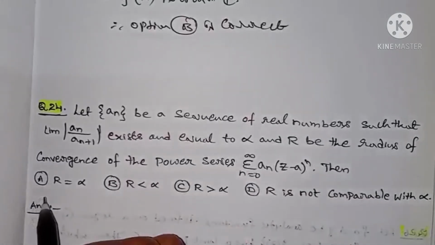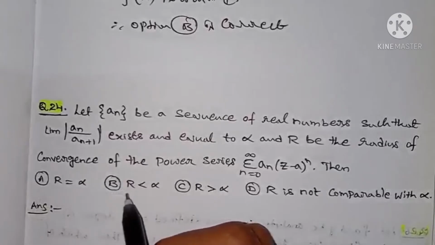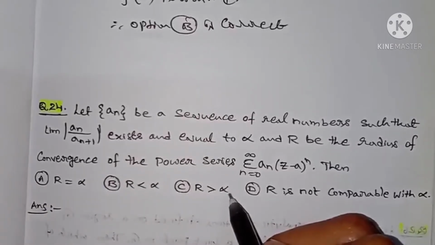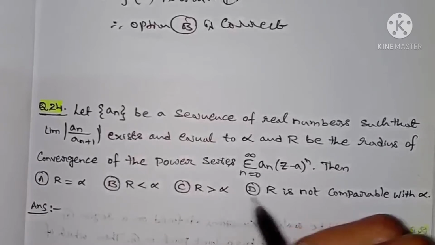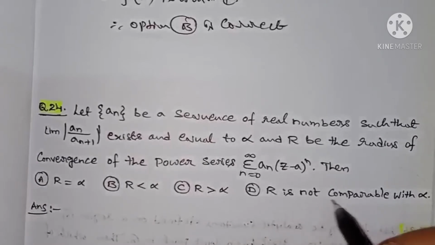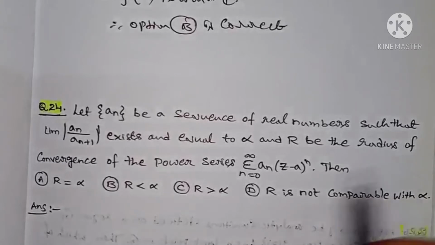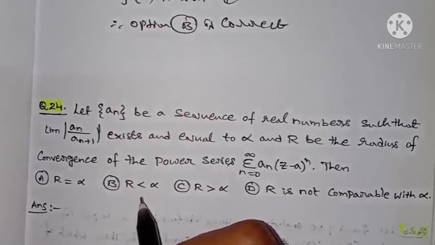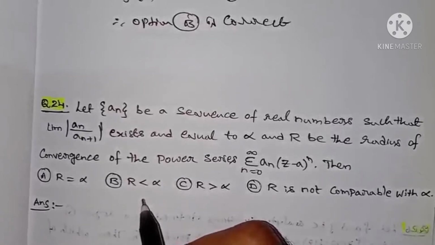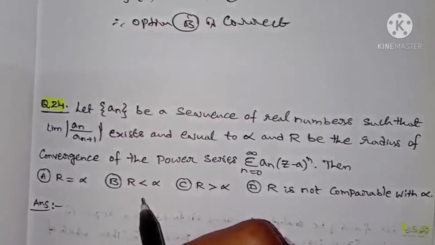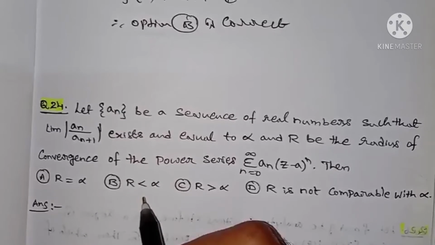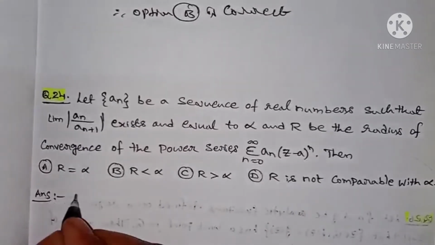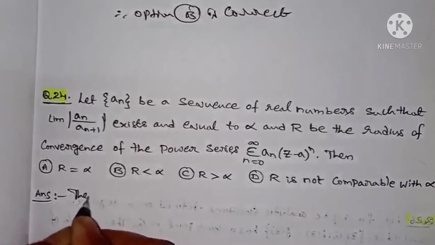Option number A, R equal to alpha. Option number B, R is less than alpha. Option number C, R is greater than alpha. And option number D, R is not comparable with alpha. So we have to choose one correct option from these four. And here this is a standard theorem in complex analysis. First we have to recall that theorem. So here we are writing the theorem statement.